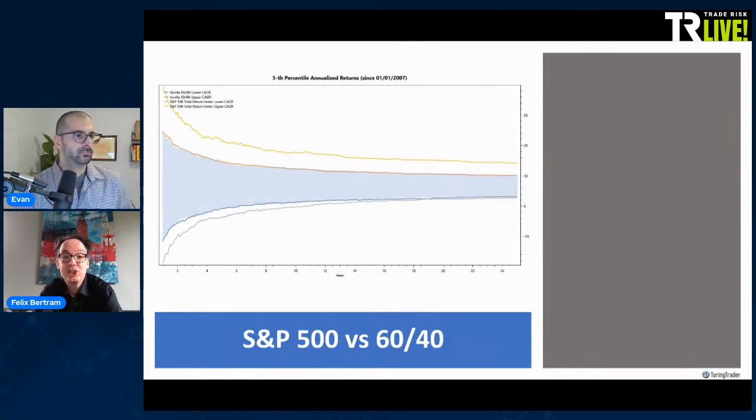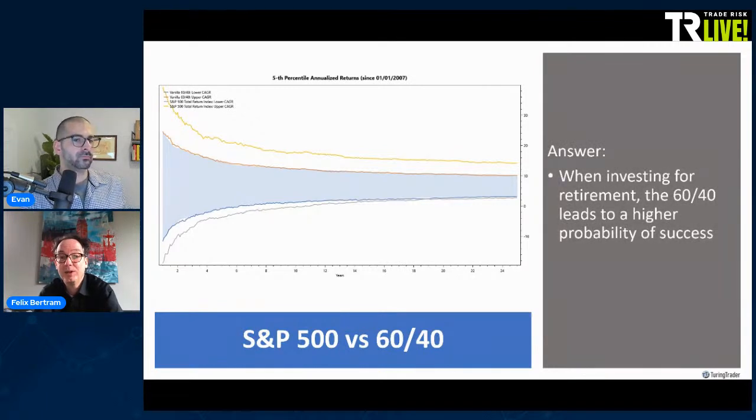And when we draw these charts, it becomes very obvious. And the answer is, when investing for retirement, the 60/40 leads to a higher probability of success. And how do we know that? We know this by looking at the bottom of this cone. What's shaded blue here, that's the 60/40, and the lines outside, the gray one and the yellow one, that's the S&P 500. And you can see that even after 25 years, at the fifth percentile, the 60/40 leads over the S&P 500. So there's absolutely no question that when you want to optimize the pessimistic outcome, the 60/40 is going to be ahead.